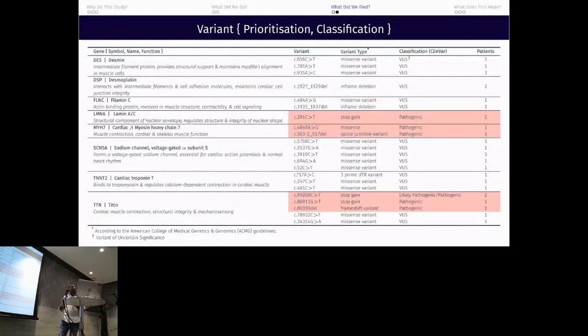So here we look at what the ACMG guidelines say about the variants that we identify, and how they are annotated, whether they're pathogenic, non-pathogenic, and so on. Out of the variants that we found, we picked out about 16 which were annotated as variants of uncertain significance, and about 6 that were pathogenic. We had stop gains, missense, a splice junction variant, another stop gain and a frameshift variant. So these are some of the variants that we think are highly associated with dilated cardiomyopathy.